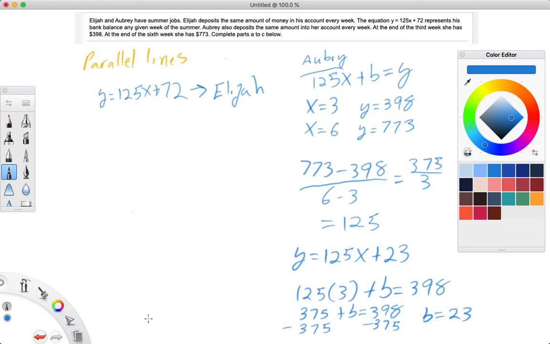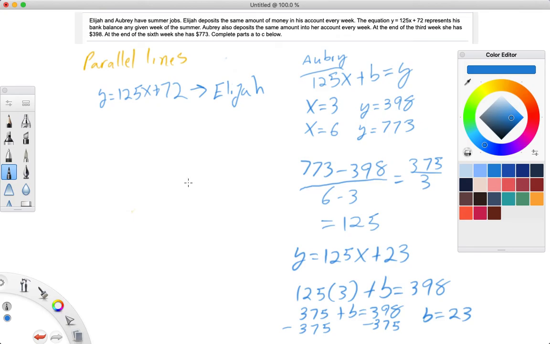Okay, question letter A is write an equation to represent Aubrey's bank balance any given week of the summer. Well, we just did that. Okay, so here's Elijah's, here's Aubrey's. Part B, would the graph of the equation for Aubrey's balance be parallel to the graph of Elijah's balance? And explain. So remember, our definition of parallel means they have the same slope and different y-intercepts, right? And Elijah's slope is 125, Aubrey's slope is 125, our y-intercepts are different, so yes, it would be parallel.